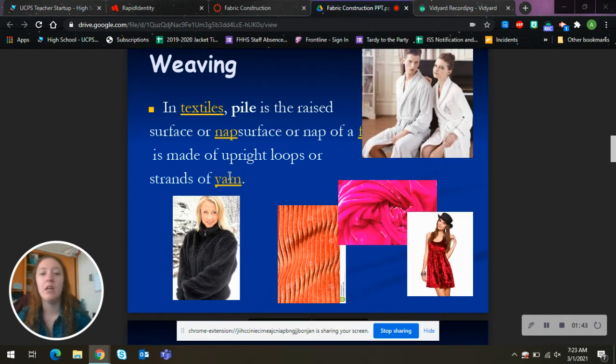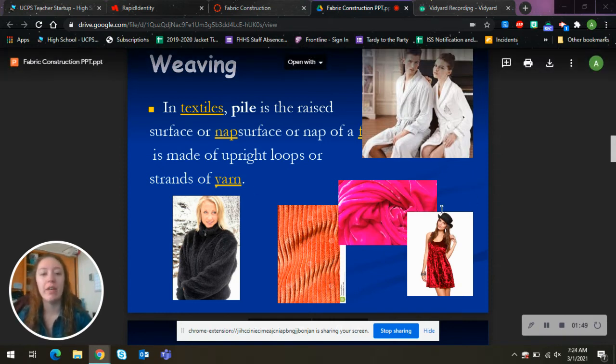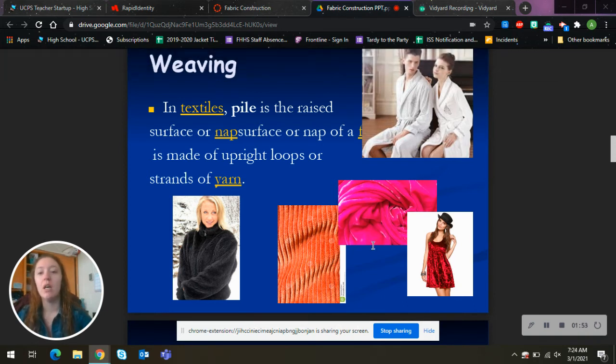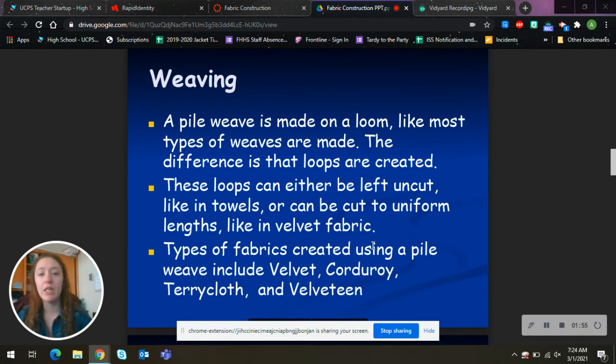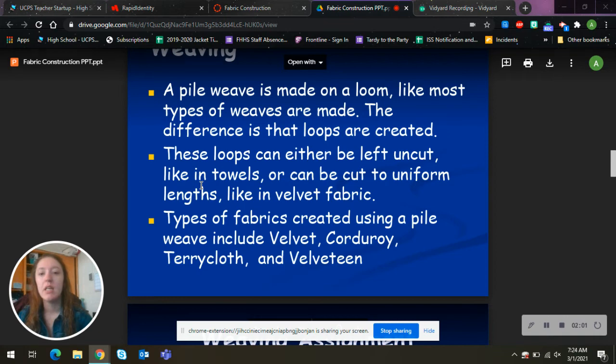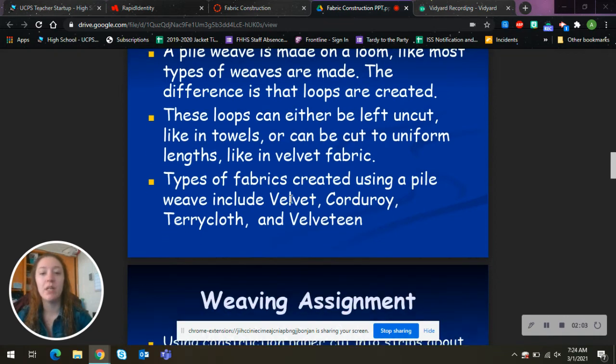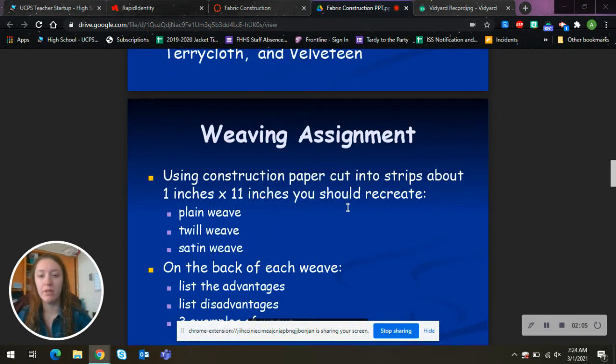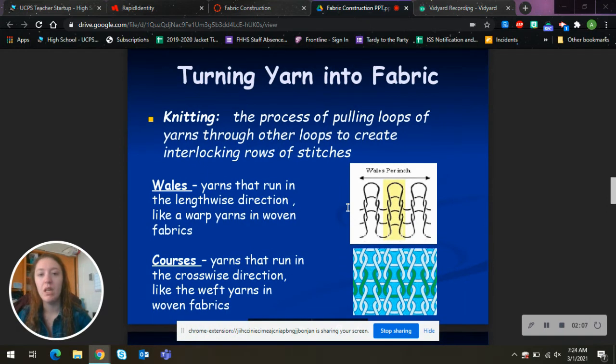And then in textiles, pile is the raised surface or the nap surface of a fabric. So corduroy or any fleece type fabric or velvet, that is a type of pile. It's made on a loom. They're different. They're supposed to be left uncut in towels, or they can be cut to certain lengths like a velvet fabric.